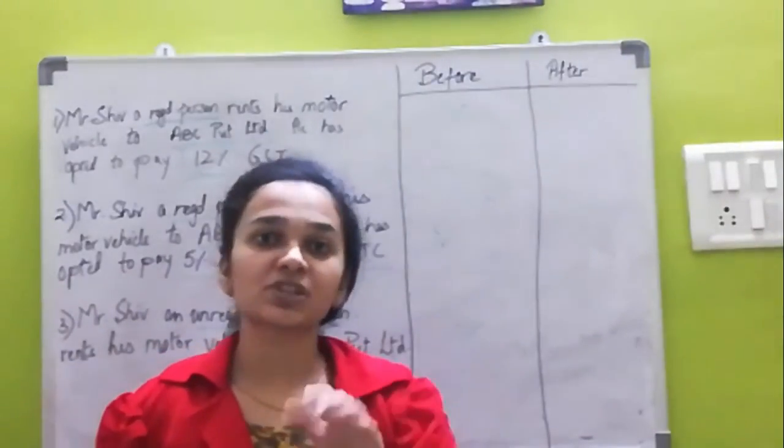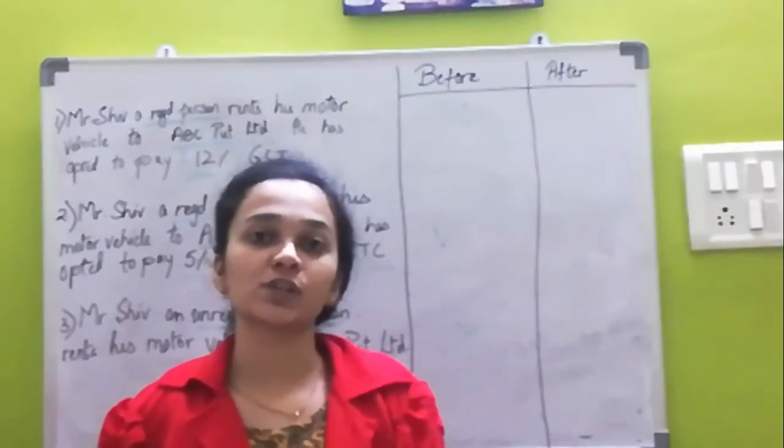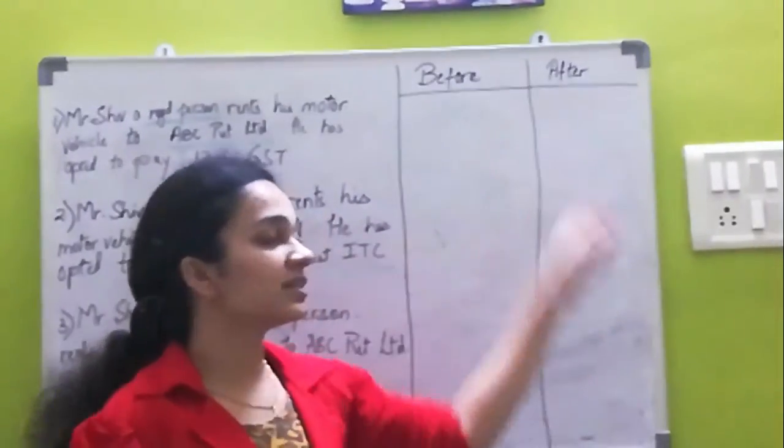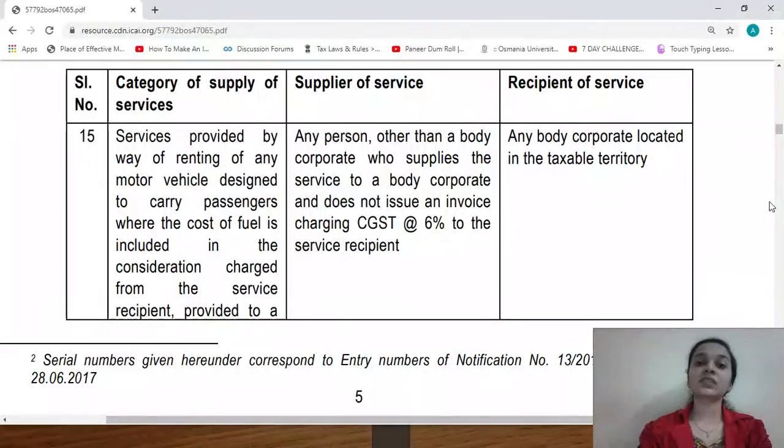Now let's see what is the new provision, or rather what is the amended provision, and then we'll come back to this example to see what is the stance in the amended provision. Looking at the amended provision, if you just look at the category of supply of service, it just says the services which are provided by way of renting of a motor vehicle which is designed to carry passengers and where the cost of fuel is included in the consideration which is charged from the service recipient.